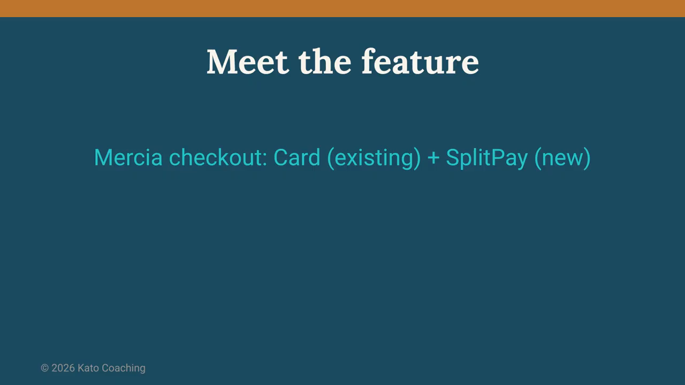I'm going to work through a real example. Mercia is a fictional e-commerce platform. They've just added SplitPay to their checkout, a buy now, pay later option sitting alongside their existing card payment. UK users only, initially. Existing users may have a saved card on file. Guest checkout is still available.